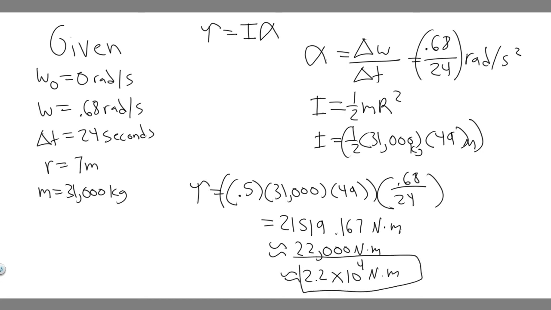Just make sure you choose the one your teacher wants you to do, if they want the more exact answer versus rounded. But this right here is going to be your answer, 2.2 times 10 to the 4 Newton meters. So hopefully you found this video useful.